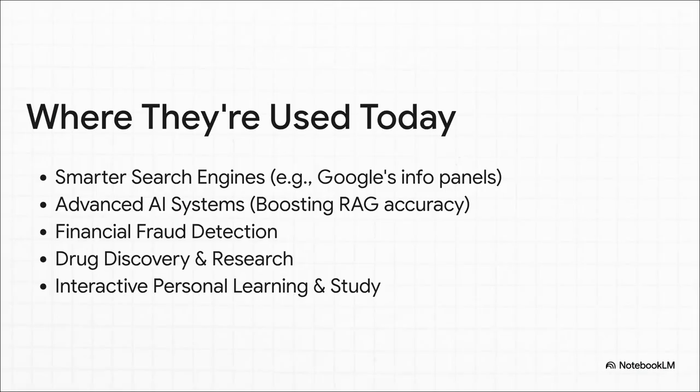Truth is, you're already using them every single day. That little info box that pops up when you Google a famous person, yep, that's powered by a knowledge graph. But the applications go so much deeper. They're making AI systems way more accurate, they're helping banks spot complex fraud rings by mapping out transactions, and they're speeding up drug discovery by connecting genes to diseases and proteins. It can even turn a boring old textbook into an interactive learning map.